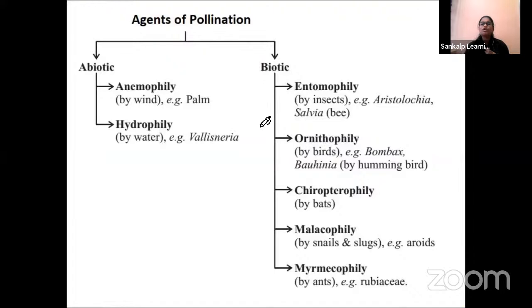Anemophily, hydrophily. Biotic factors, that is, living organism factors: entomophily. Entomophily is when pollination occurs by insects. Ornithophily is when pollination occurs by birds. Then chiropterophily by bats. Malacophily by snails and slugs. Myrmecophily by ants. Please note this down. Biotic pollination is pollination which occurs by living organisms: entomophily, insects; ornithophily, birds; chiropterophily, bats; malacophily, snails and slugs; myrmecophily, ants.